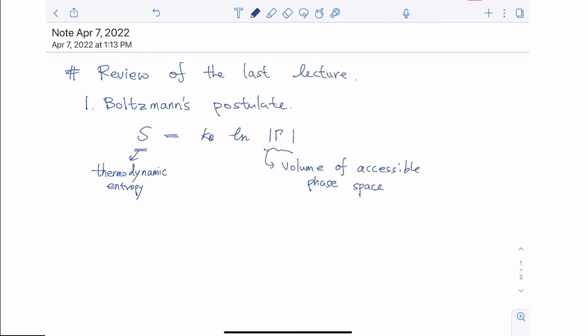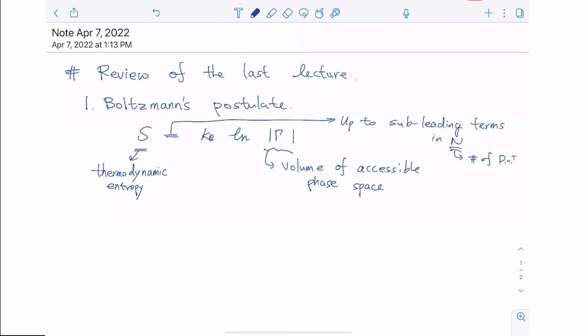Okay. And we also emphasized that this equality should be treated carefully. It just means equality up to subleading terms in N. And here N is the number of degrees of freedom that we are discussing.